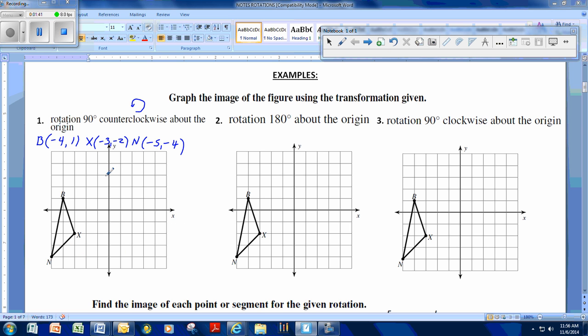Now, there's a rule for rotations for 90 degrees counterclockwise. I'm going to take my original coordinates, which I have written here, and we're going to switch the x and y. We're going to switch their spots, and I'm going to change the y sign from whatever it is to the opposite.